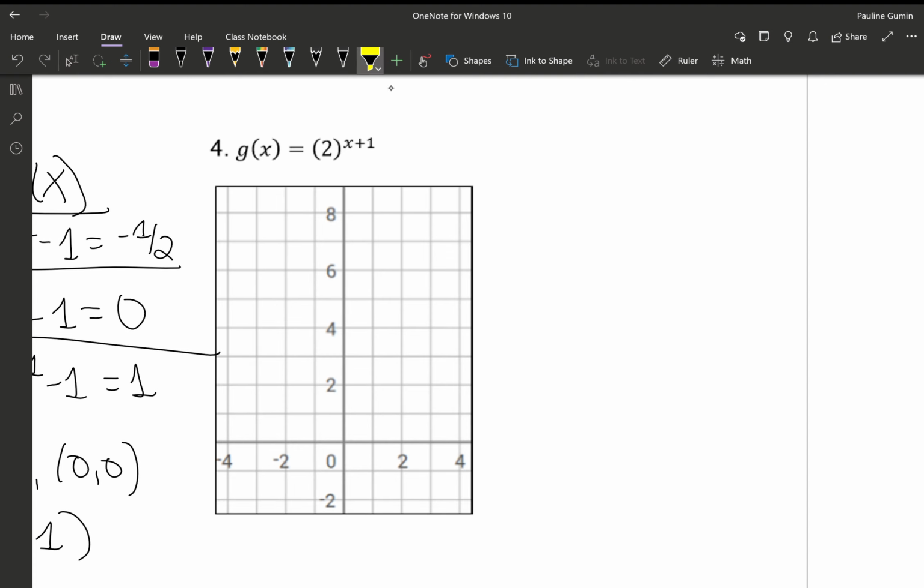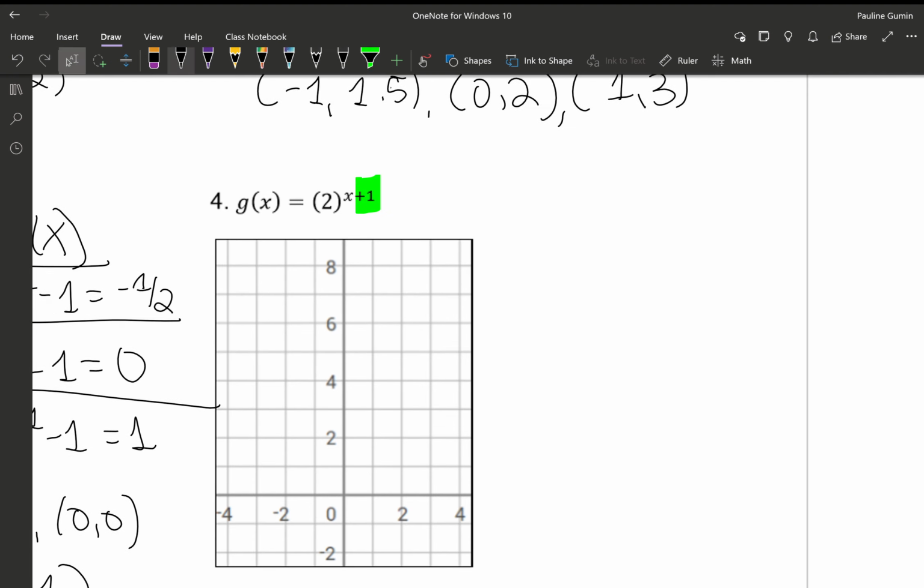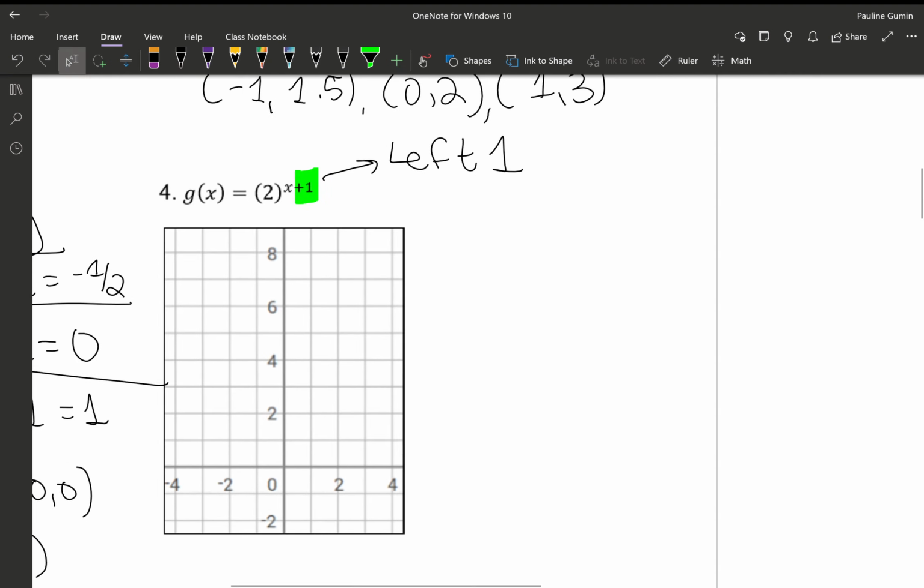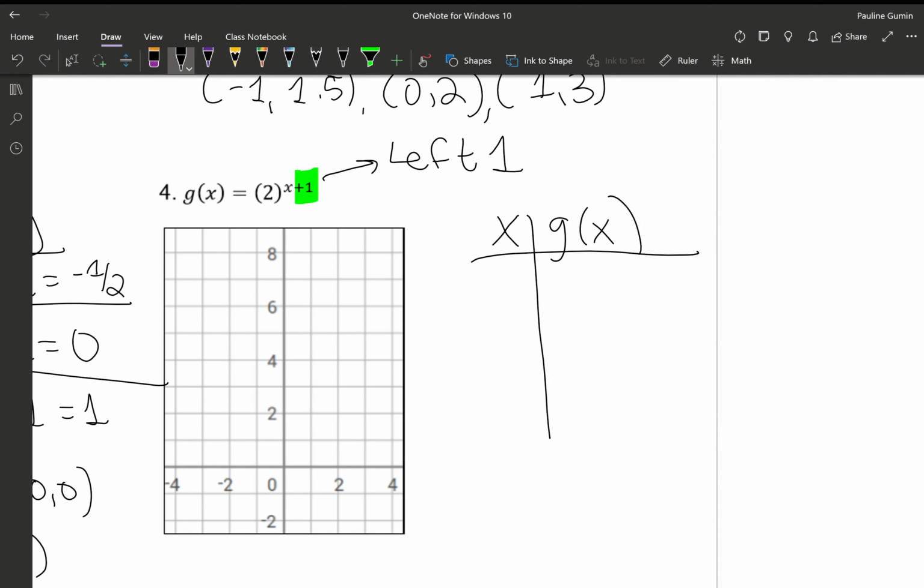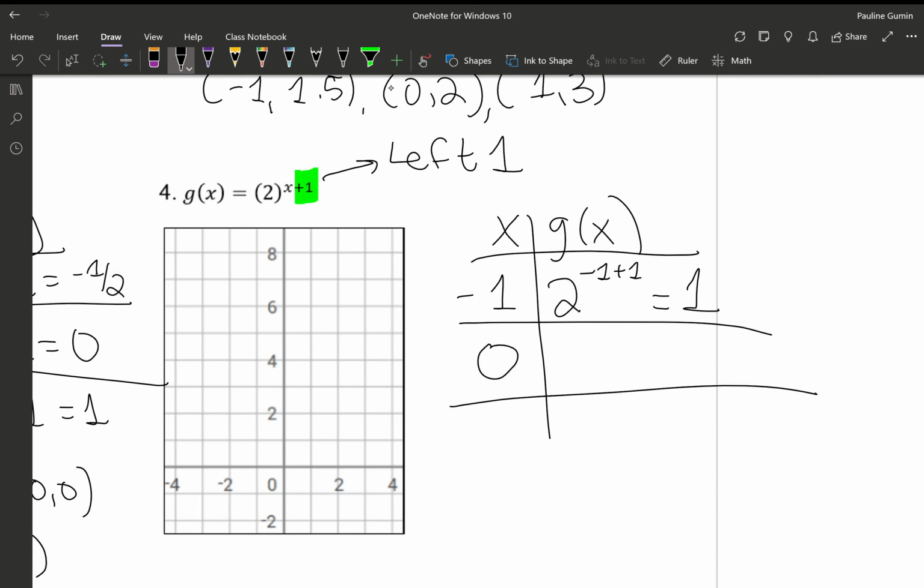Okay, so number 4, I hope you notice a little +1 in the exponent. So it's not outside, it's in the exponent. This means left 1. Now again, you can't trust me just yet. We do have to prove it. Then, once we see that it's true, then you can trust me on it. All right, let's begin by plugging in -1. So 2 to the power of -1 plus 1. This time, make sure you're staying in the exponent. Click the equals, 1.